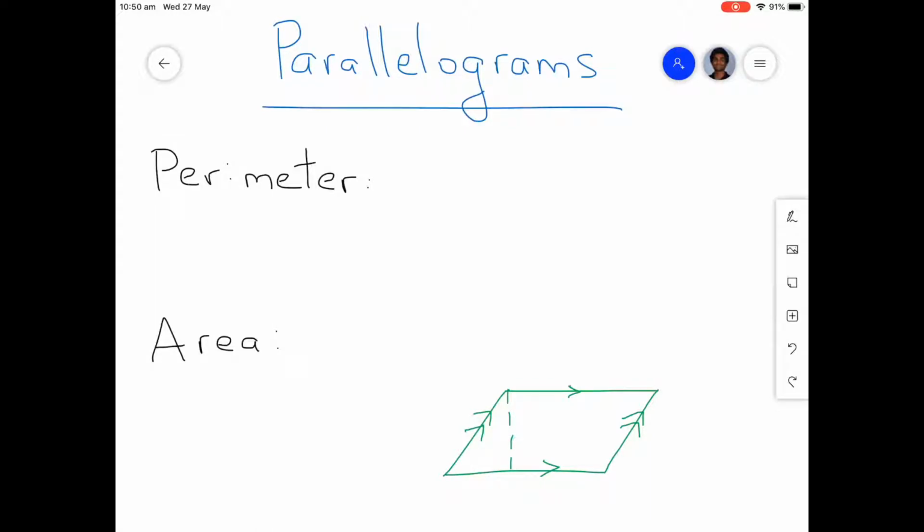Now looking at the diagram below here, what you'll probably notice is that a parallelogram looks very similar to a rectangle that's kind of been stretched to the side. You'll also notice these two sets of arrows. So on the top and the bottom we have a single arrow.